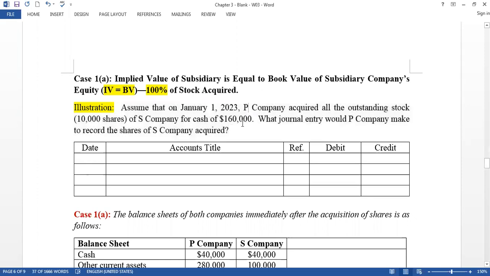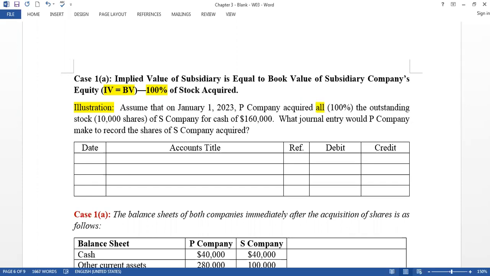No percentage is mentioned, but how is it possible to find out? Assume that on January 1st, 2003, P company acquired all the outstanding stock of S company. If you stop here, what is the meaning of all? Yes, all means 100%, right? So although the question doesn't give you this information, you have to understand. So the parent company acquired 100%.